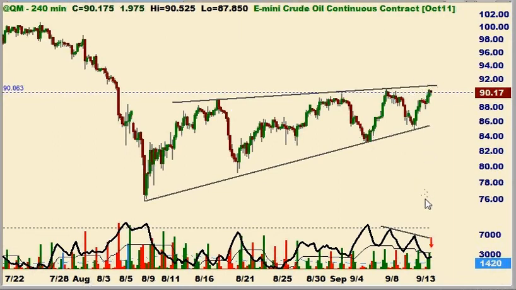And again, look at this, this is the ADX that I'm using here, and the ADX I find is probably the best pure momentum indicator. And on this last rally, the ADX is failing way below the previous three peaks.